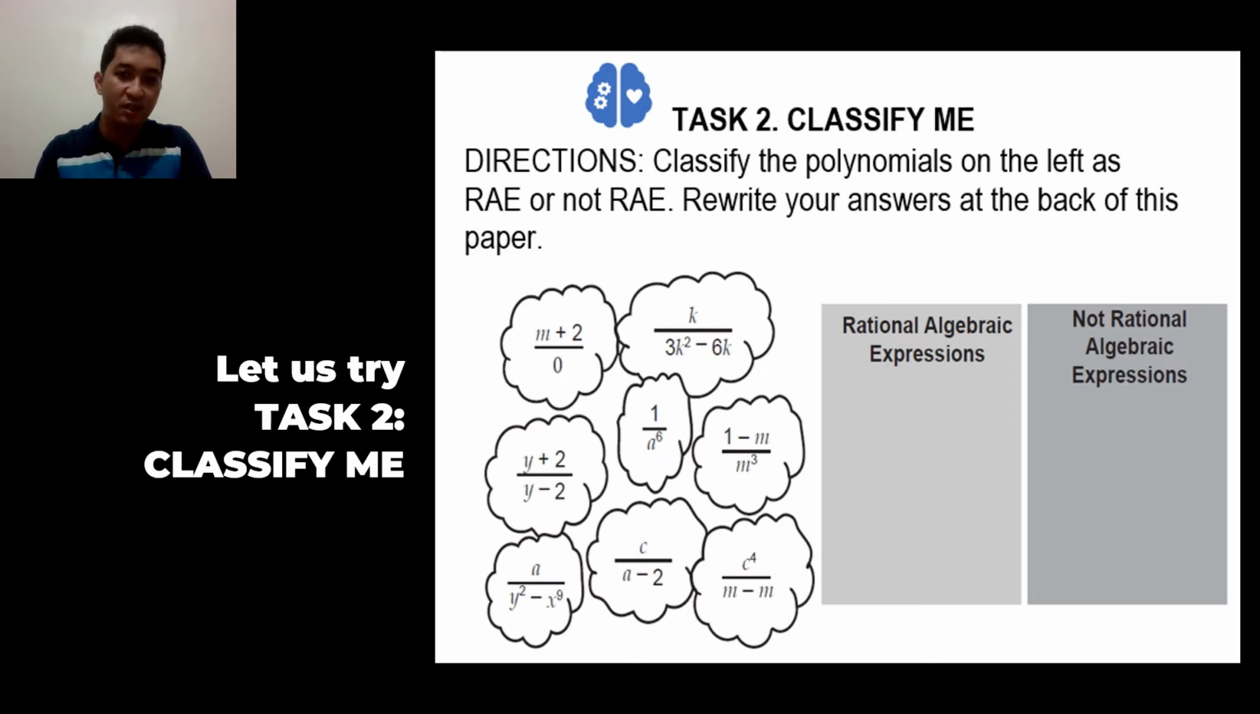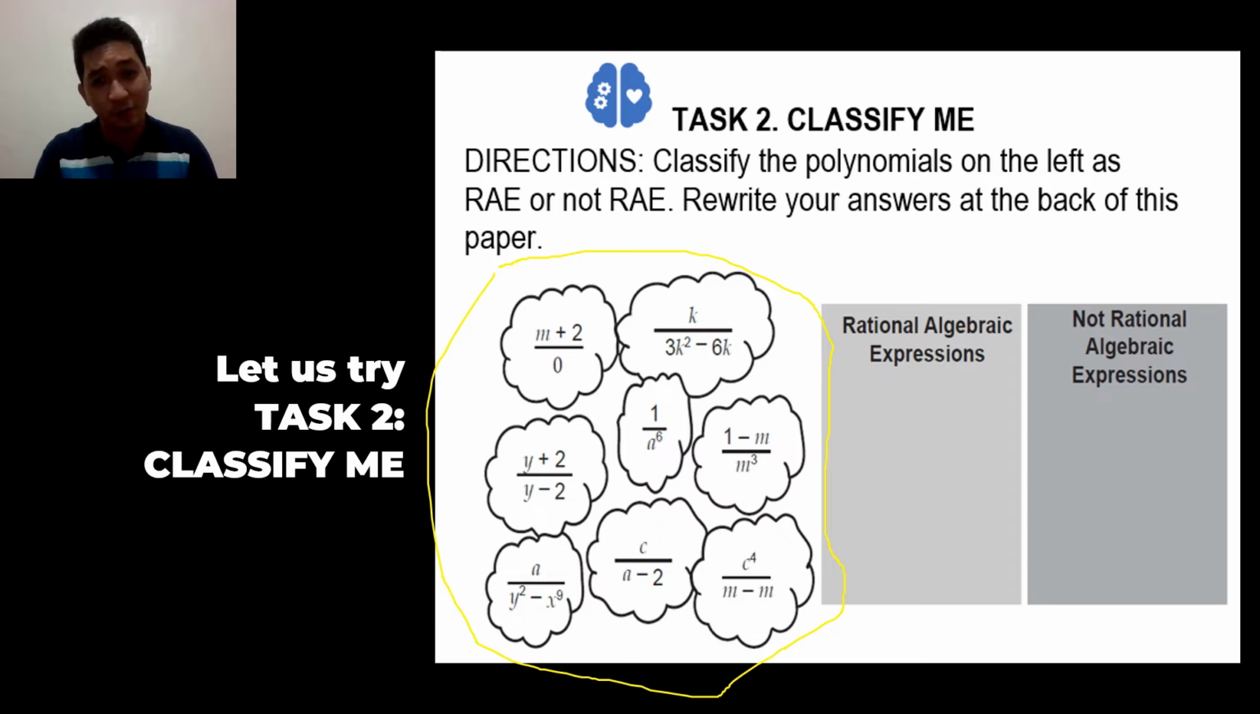Let's go with your task 2, which is classify me. So, what's the task? Task 2, classify me. Directions: classify the polynomials on the left. Ito po yun. Ito yung mga polynomials natin. Ika-classify lang natin sila as RAE or not RAE. So, ano po yung RAE? Ano po yung not RAE? RAE or rational algebraic expression or not rational algebraic expression.